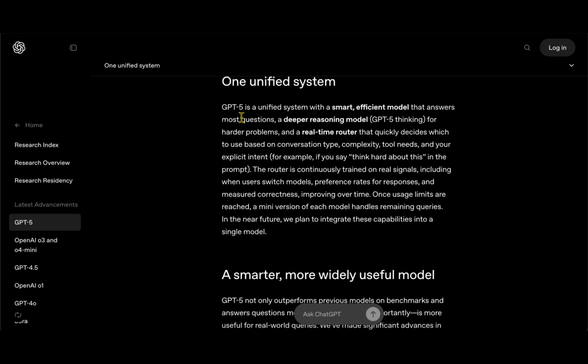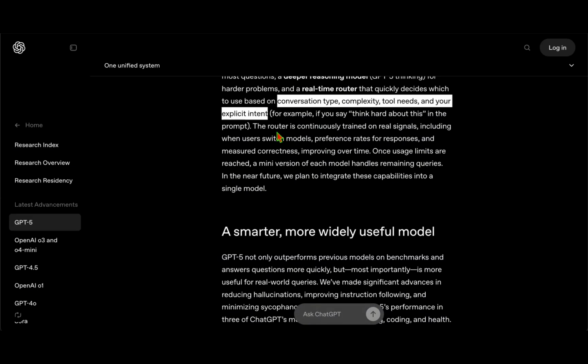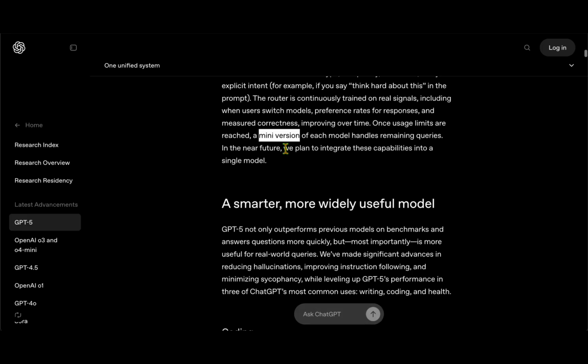So what's their unified system? A smart and efficient model that answers most questions, a deeper reasoning model, GPT-5 thinking, for harder problems, and a real-time router that quickly decides which to use based on the conversation type. So basically, they have a real-time router, and based on your prompt or query, it decides in real time the conversation type, the complexity, tools needed, and your explicit intent. The router is trained continuously, so if you keep giving continuous signals, it will respond in real time. And once you hit the usage limit, you will be switched to a mini version, like it happens right now.